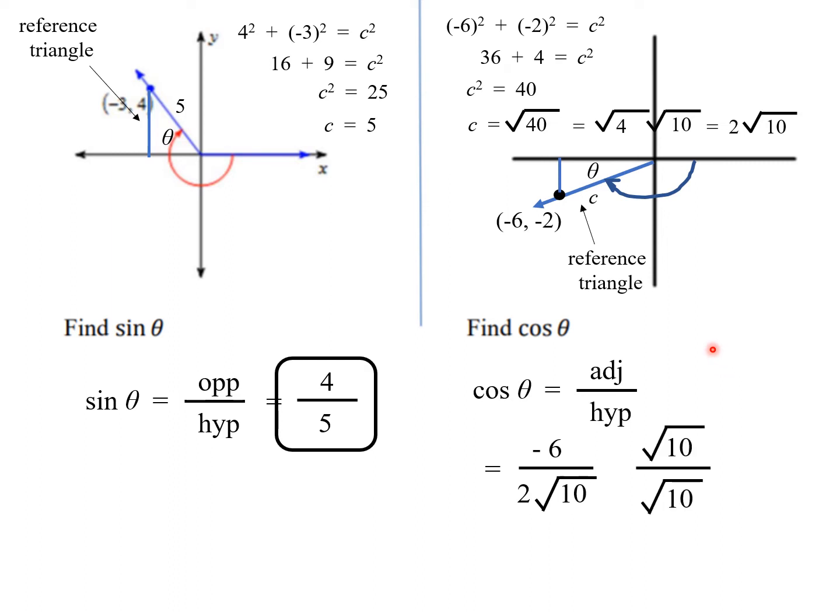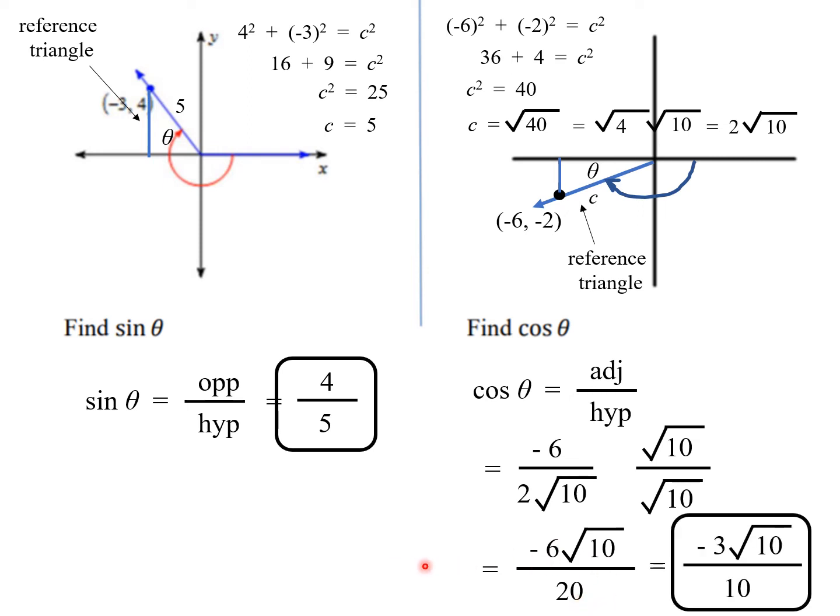So I'm going to multiply top and bottom by root 10, a special form of 1, and then the denominator is going to become root 10 times root 10, which is 10, times 2 is 20, and the numerator is just -6 root 10. And then finally, I can reduce this to be negative. I can reduce that to a 3. I can reduce that to a 10. And there's my answer.